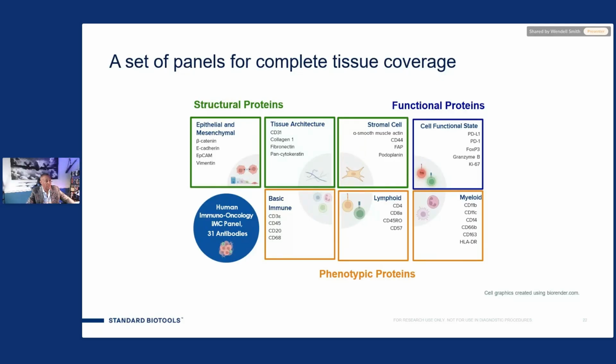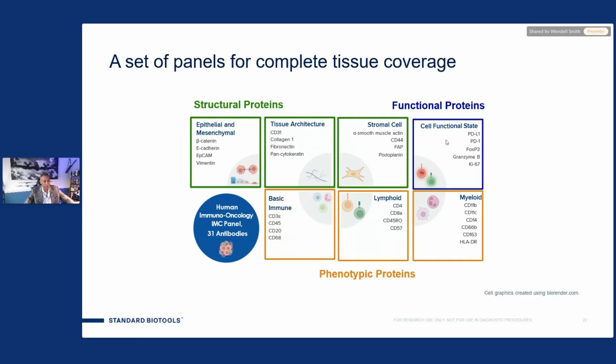But we have those considerations of structural markers. So let's say we're looking at structural. We have 3 different modules: epithelial mesenchymal, tissue architecture, stromal cells, with a number of different markers. I'm not going to read all of the different details, but you can clearly see the markers we have in each of these panels. We also want to make sure we cover phenotyping. So we have basic phenotyping antibodies, lymphoid antibodies, and myeloid antibodies that are included, all in a modular set.